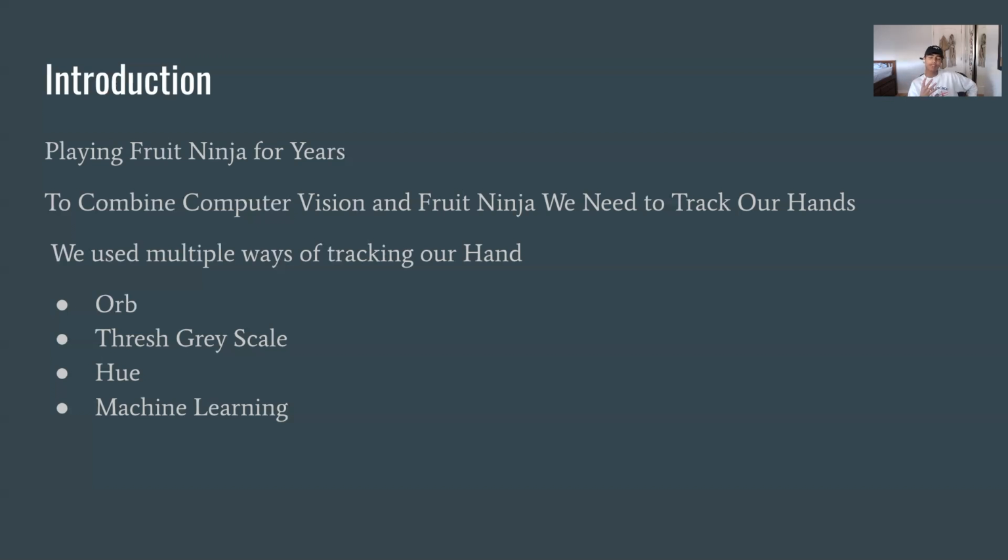We used four different ways of tracking our hands. We used orb detection, we thresholded a grayscaled image, we wanted to track where our hands were using the hue of our hands, and we used machine learning.